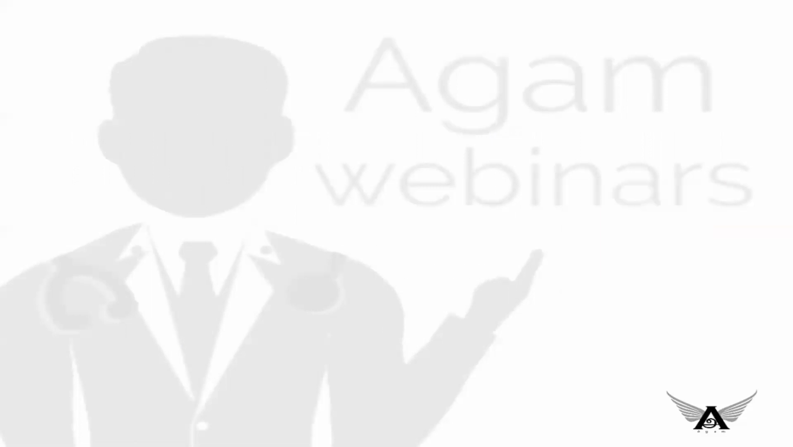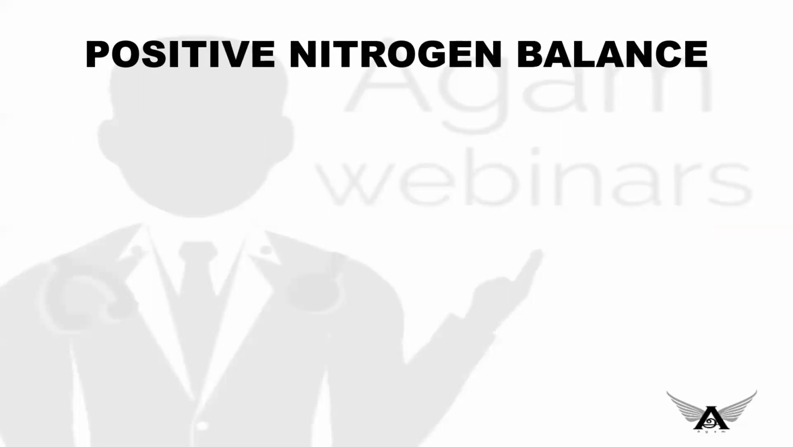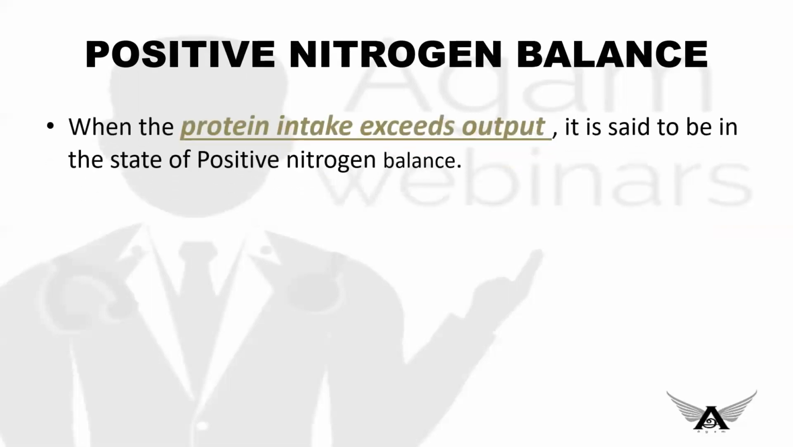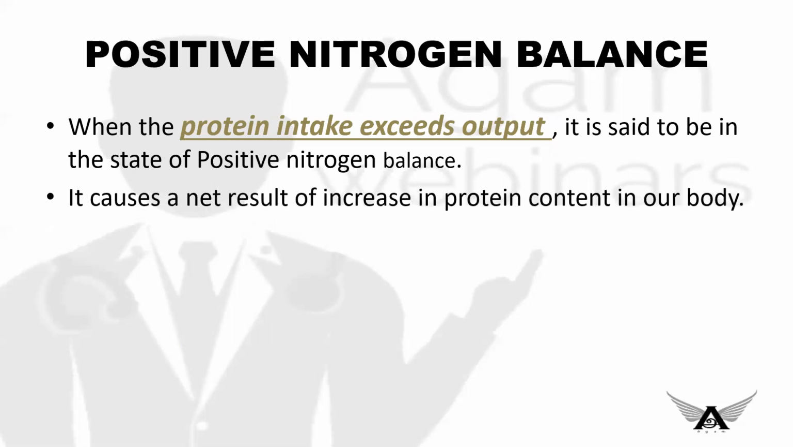What is positive nitrogen balance? Positive nitrogen balance is nothing but protein intake being more than the output. So in the equation, balance is equal to input minus output, the balance becomes positive when input is greater than output. This positive nitrogen balance will lead to an increase in the protein content of the body.